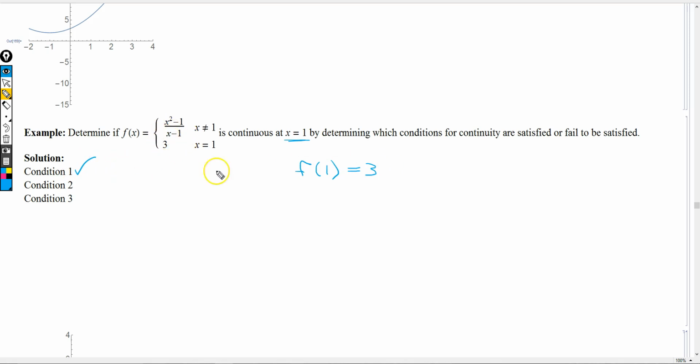Well, we need to look now at the limit. So what is the limit as x converges to 1 of f of x? Well, that's equal to the limit. I have to use this piece of the function, the x squared minus 1 over x minus 1. Now, to evaluate this limit here, notice if I put 1 in for x, I get 0 over 0. That indicates the limit may exist, so, well, we'll try the cancellation technique.